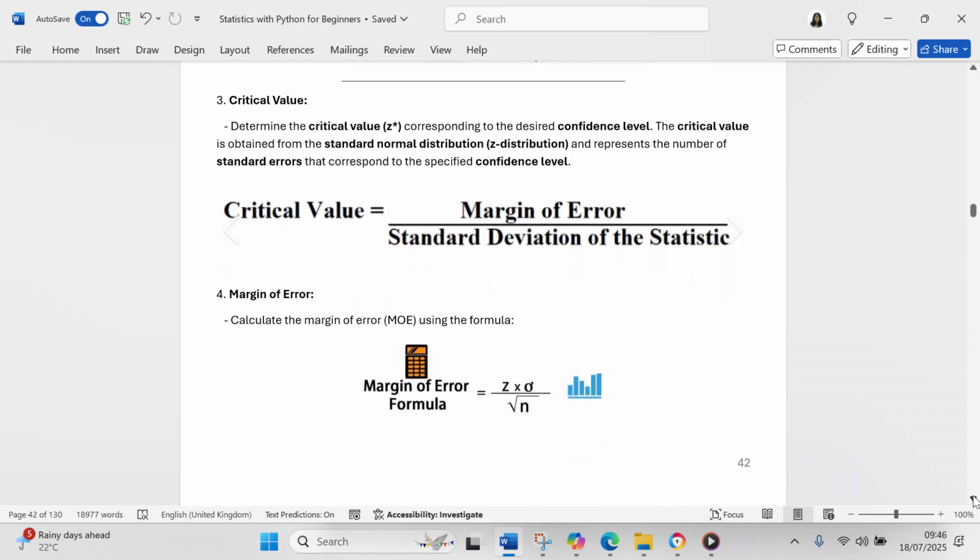Then we have the critical value. Determine the critical value, z star, corresponding to the desired confidence level. The critical value is obtained from the standard normal distribution, the z distribution, and represents the number of standard errors that correspond to the specified confidence level. So your critical value equals the margin of error divided by the standard deviation of the statistic.